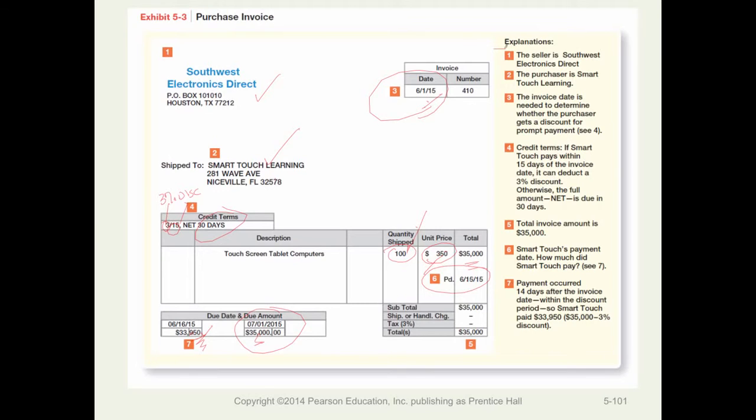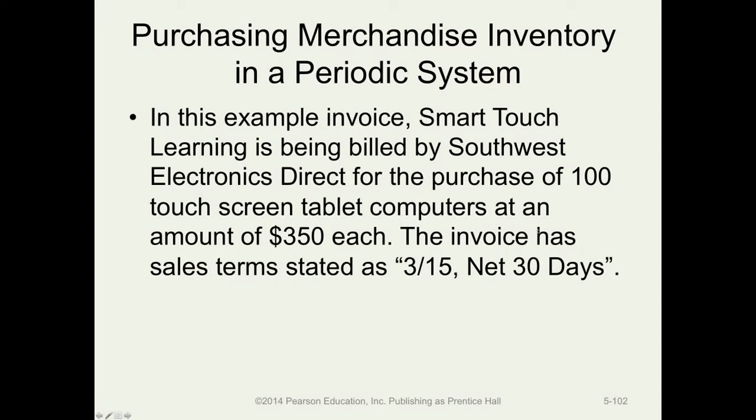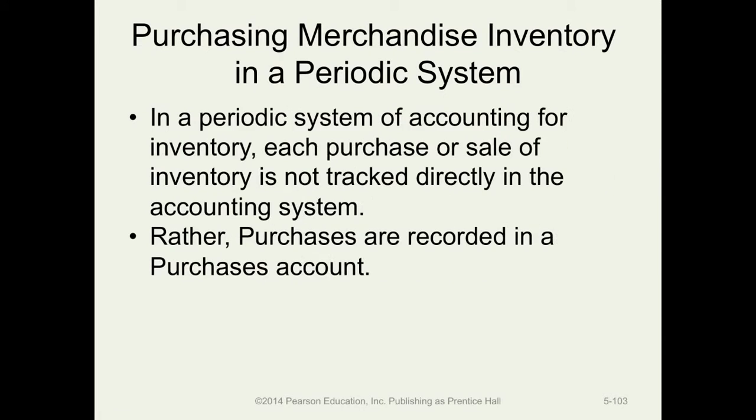So again, take a look at these explanations. It's very similar to the earlier example we did. In fact, the numbers are exactly the same. Now, the difference will be in the way in which we record this, because now we're using a periodic rather than a perpetual inventory system. So in this invoice, again, to review, we know they purchased 100 units. Their cost is $350, and the term is, of course, 3/10 net 30. The total cost of that purchase is $35,000.